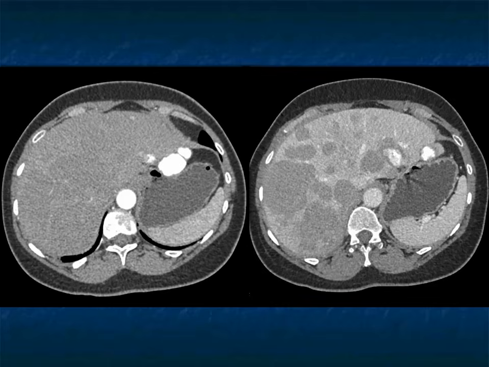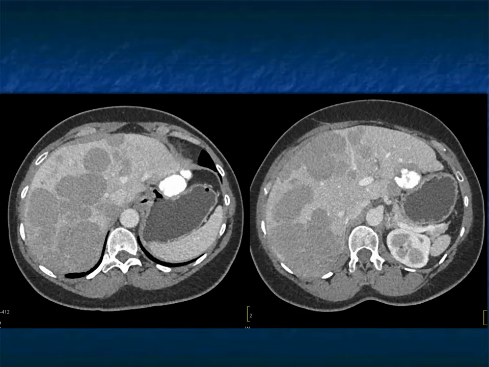Now, it's interesting, lymphoma is one of the lesions that shows best on venous phase. Again, looking back on the arterial phase, you can see the lesions, but nowhere as nicely as you do on the venous phase imaging.